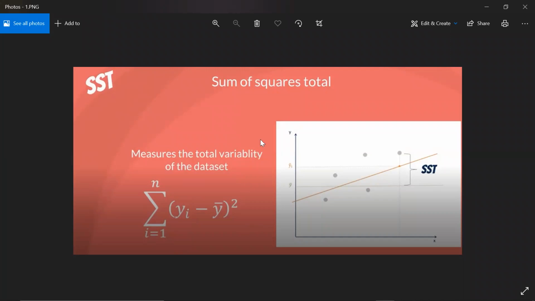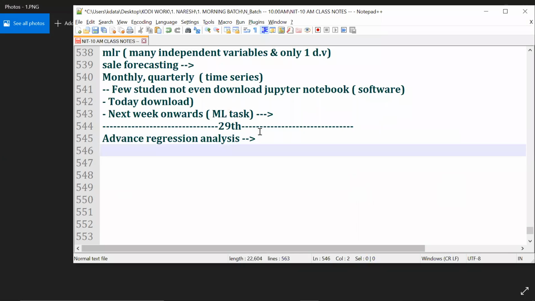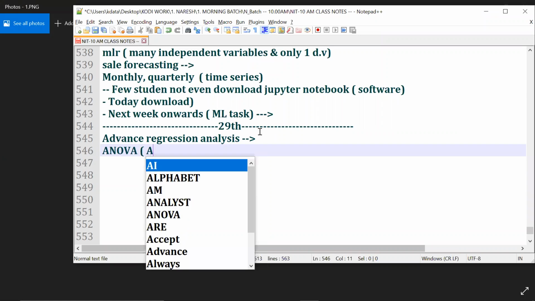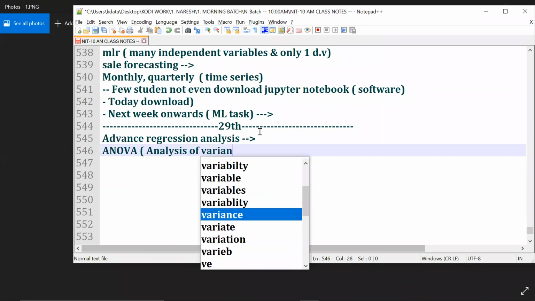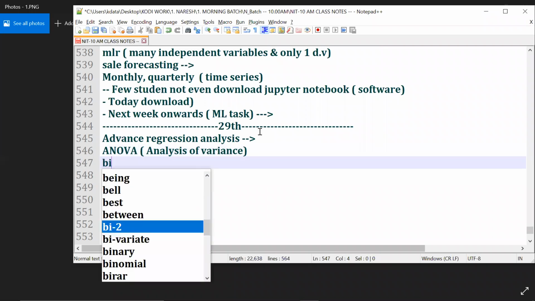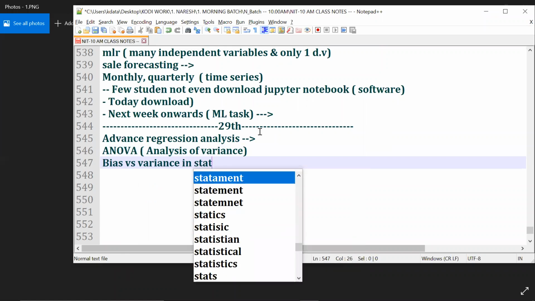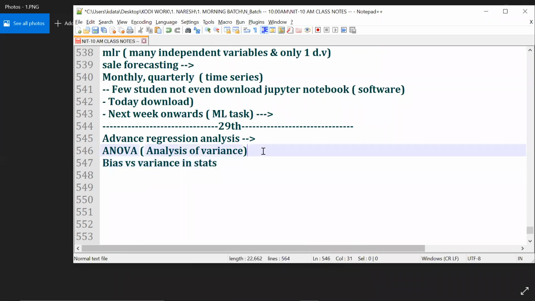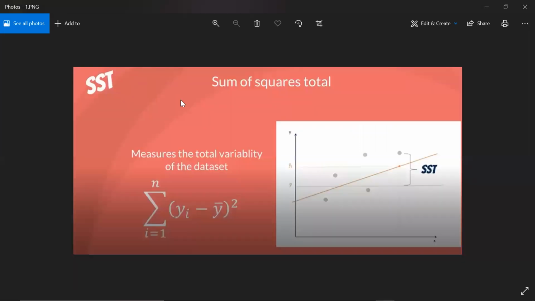Today I want to talk about three important things called ANOVA. What exactly is meant by ANOVA? I would mention it as analysis of variance, and introduce the bias versus variance in the stats part, right? But let me head towards this one. What exactly is meant by analysis of variance? Okay, so let me explain to you guys.